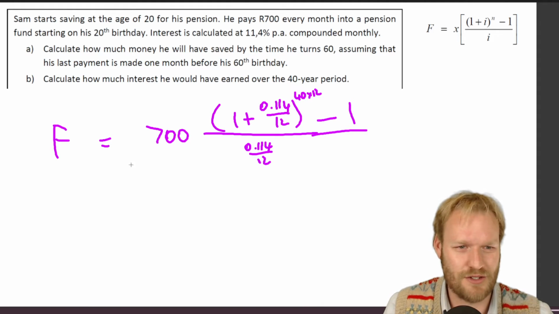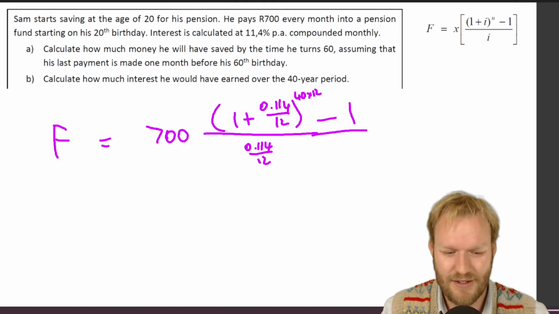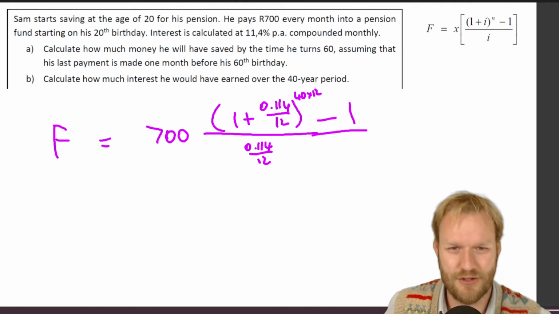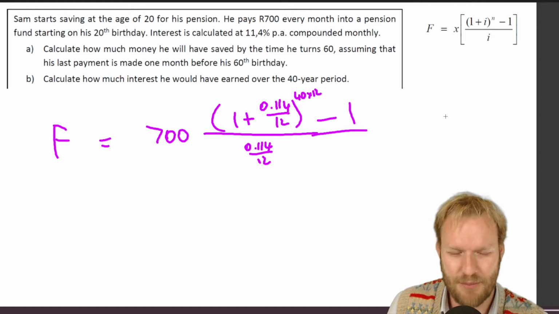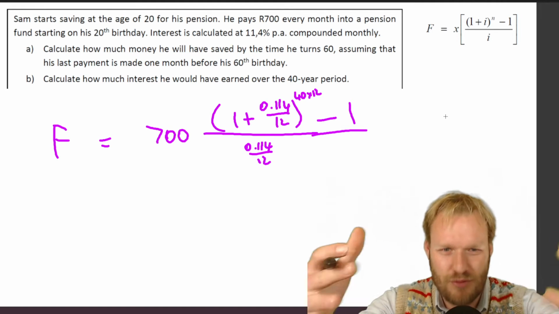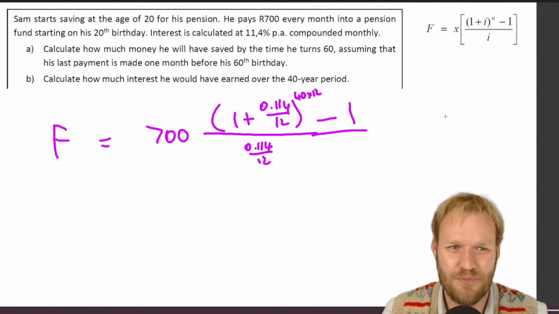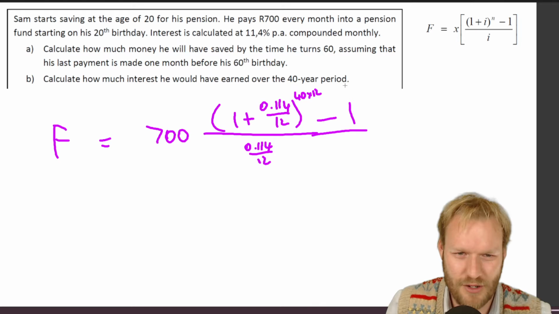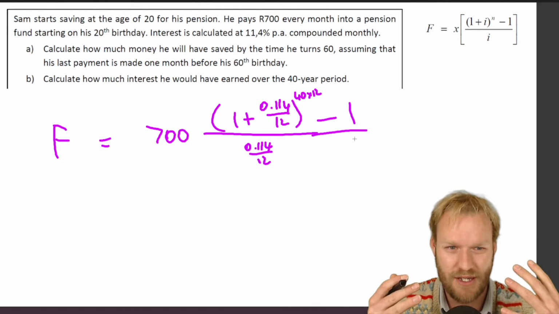Now, the thing is, this formula is not complete. It doesn't quite work out for Sam's saving because the last payment goes in a month before his 60th birthday. So what do we need to add to this formula? What more do we need to do to this formula to get our final answer? Well, we're going to take all of this. That's what happens 1 month before his 60th birthday.